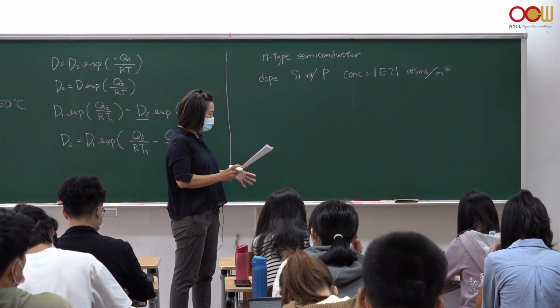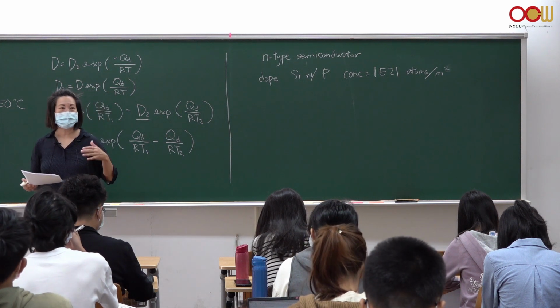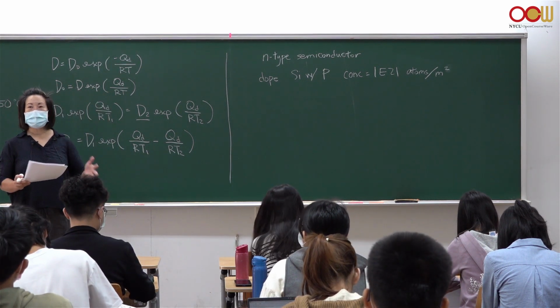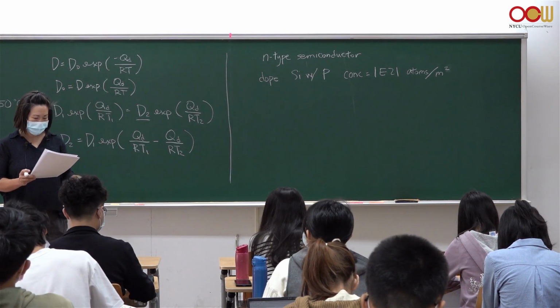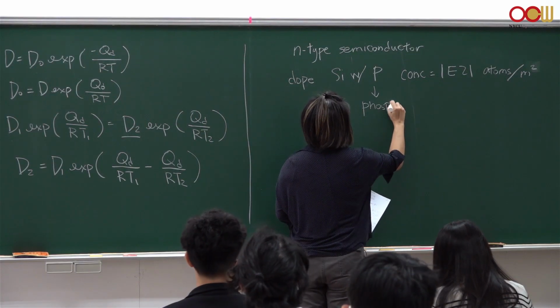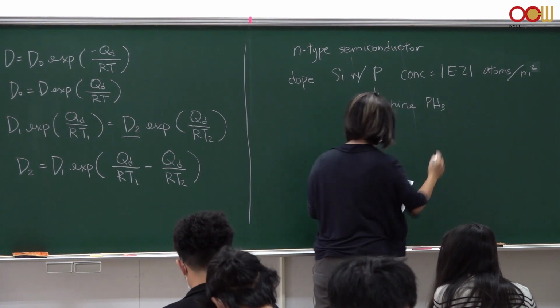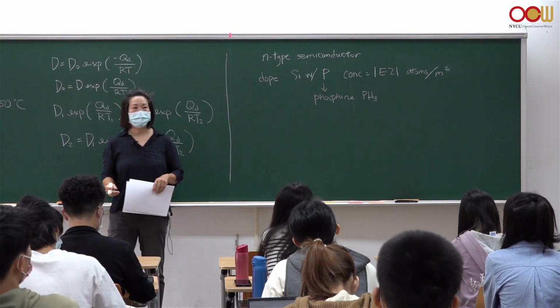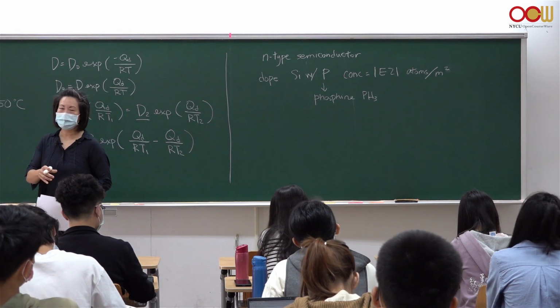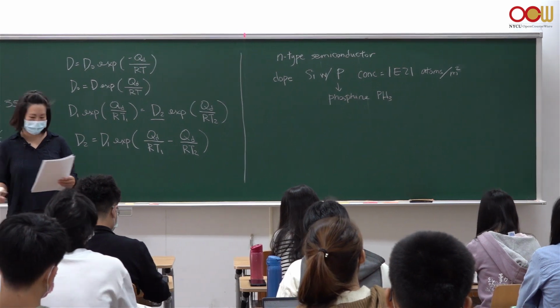So the way you do this is you use an inert gas, so nitrogen or argon, something that doesn't really react, as a carrier for your phosphorus. And you use phosphine, PH3, as your source of phosphorus. So you put phosphine into a carrier gas, and you flow that across your semiconductor.